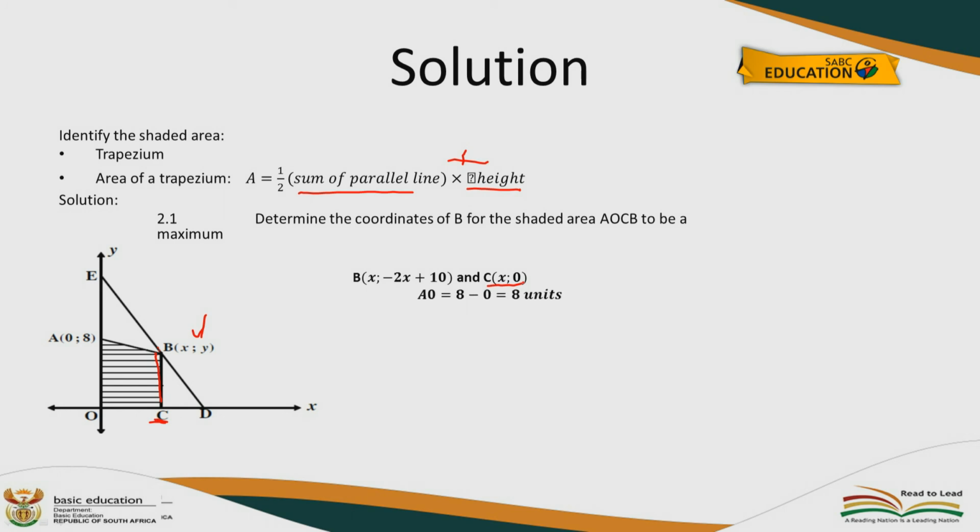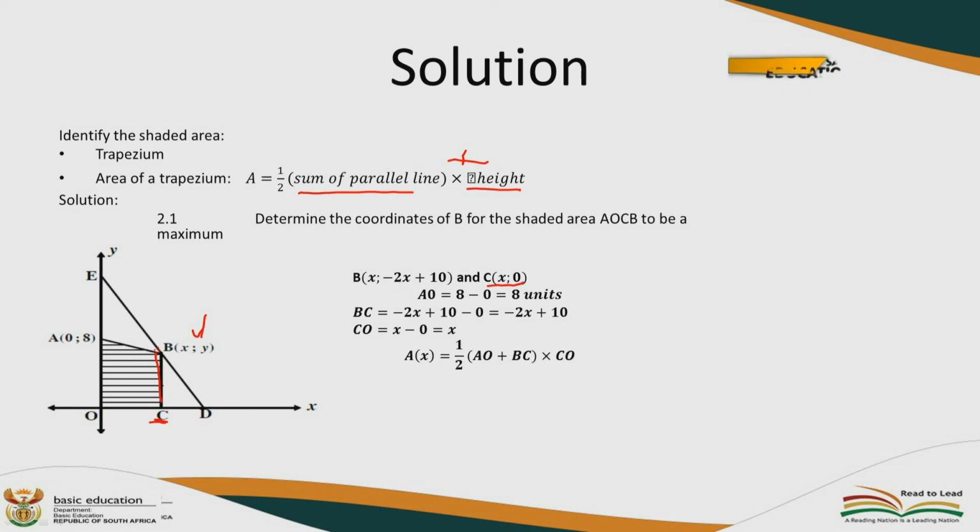All right, so another thing that we need to do is to calculate the length AO. The length AO will be 8 minus 0. Since this is the origin, the coordinates there are 0, 0. So the length there will be 8 minus 0, which is 8 units. Okay, we also need to calculate the length BC. So the length BC, we're going to get that as negative 2x plus 10 minus 0, which is negative 2x plus 10. And then we also need our perpendicular height, which is CO, and that is going to be x minus 0, which is x.